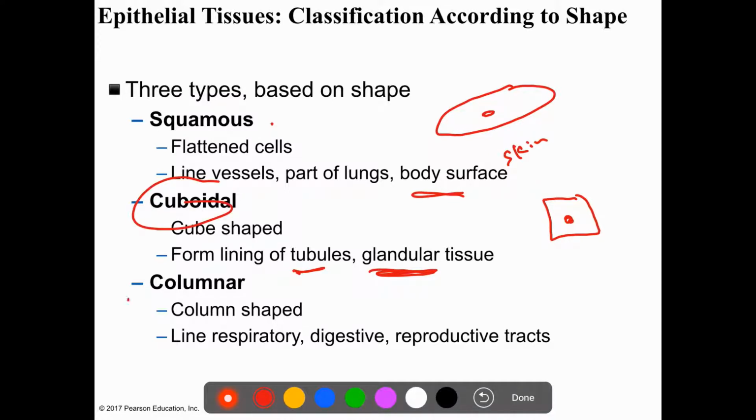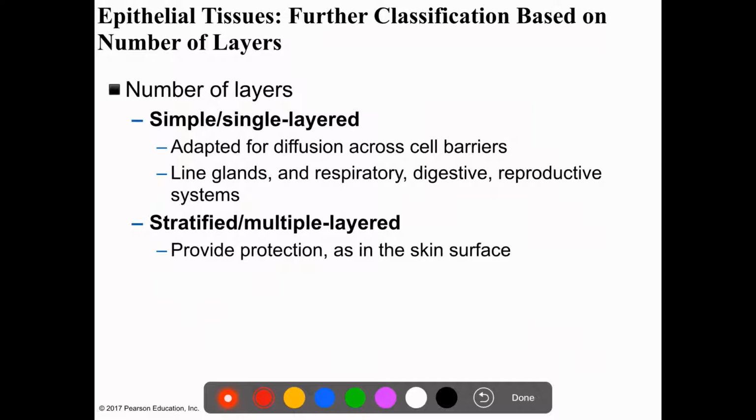And the third type is columnar cells, because their shape is like a column. Those cells line the respiratory, digestive, and reproductive tracts. So this is the first way of their classification, based on shape. Then the number of layers. If it is just one layer of cells, then we will call it a simple layer.